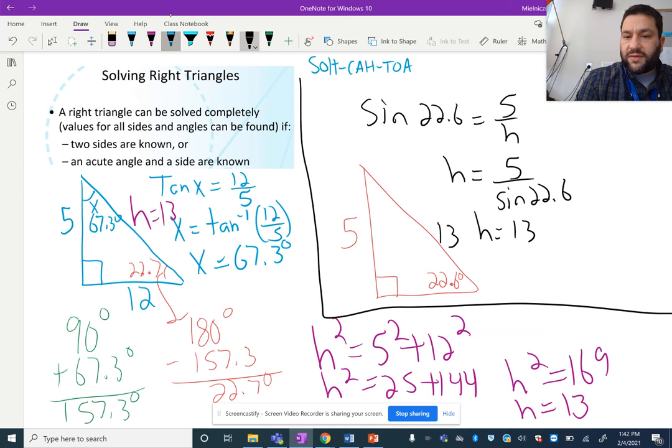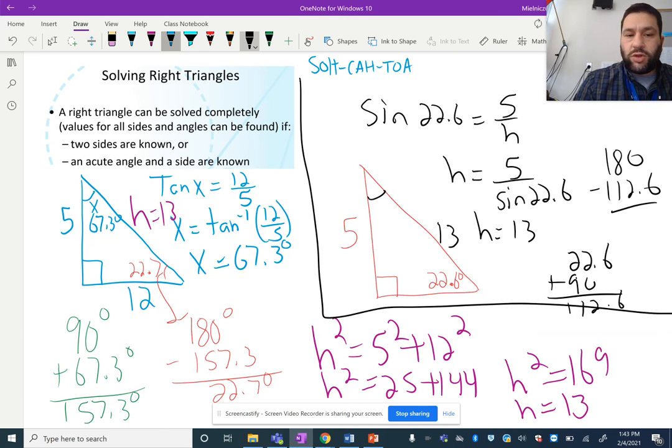Now, how do we find this missing angle up here? Same concept. You're going to add 22.6 and the 90 degrees. When you do that, you get what? 112.6. So you do 180 minus that, and you will get your 67.3 degrees. For the last side, we already have it down here. h squared equals 5 squared plus 12 squared to find our missing side of 12.